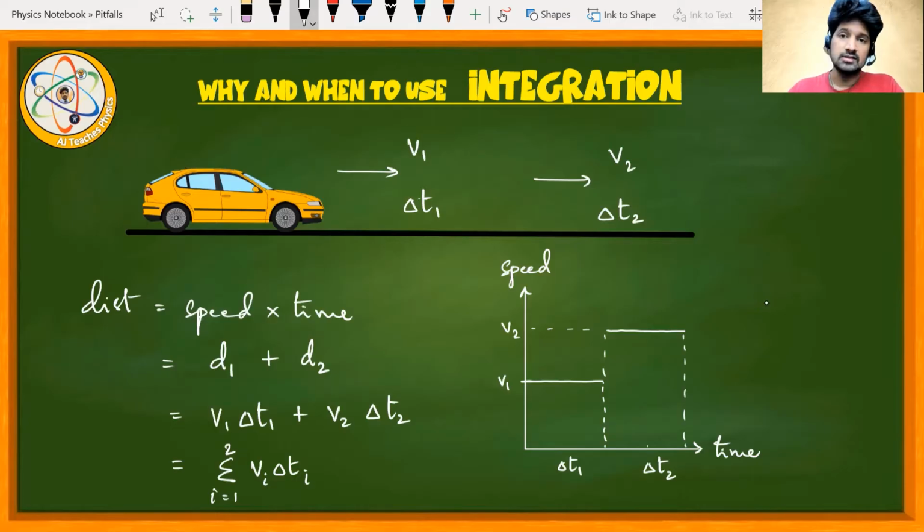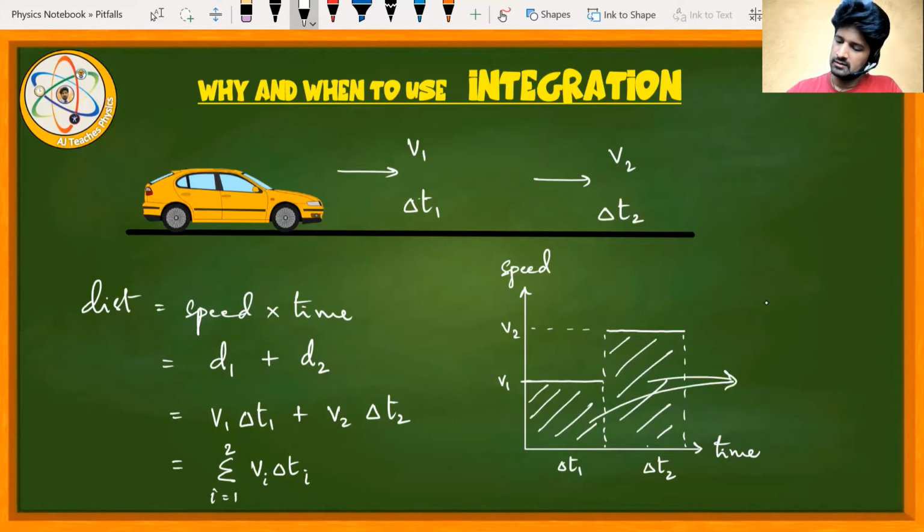Now, if you consider this on a speed time graph, it maintains a speed v1 for a duration delta t1 and a speed v2 for a duration delta t2. And the total distance is the sum of v1 delta t1 and v2 delta t2. Now, v1 delta t1 is this area and v2 delta t2 is this area. So it is again shown to you that total distance traveled is the area between the speed graph and the time axis. So this complete area becomes the distance covered by the car.